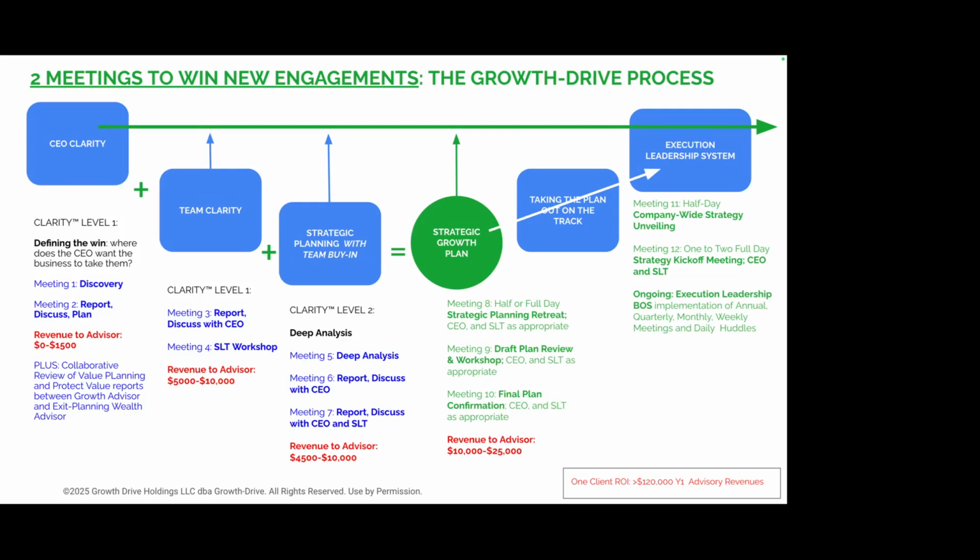Now, there are a series of ongoing meetings, and that's where the execution leadership business operating system, growth drives business operating system, comes into play. So we have the agendas, scripts for annual, quarterly, monthly, weekly meetings, daily huddles.